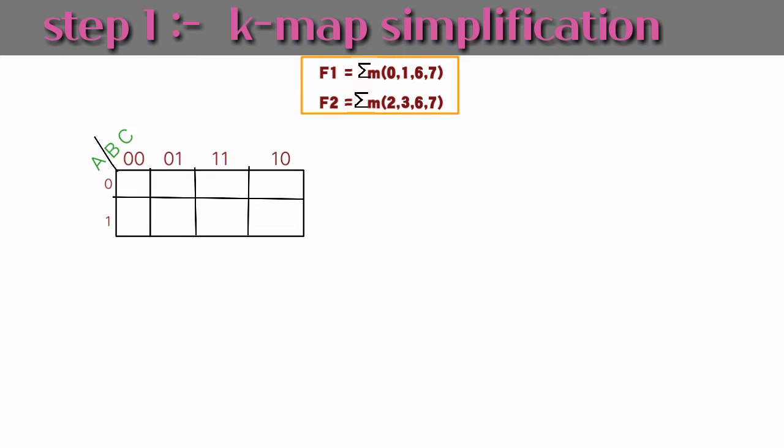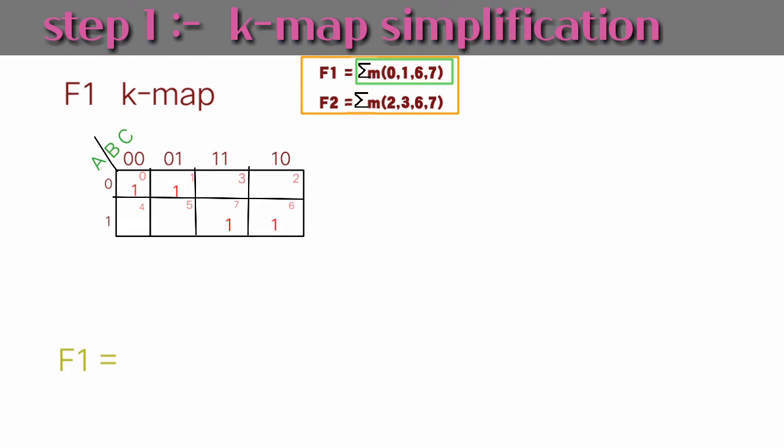This is the K-map representation. In the boxes we put the values, that is 0, 1, 3, 2 and 4, 5, 7, 6. These are the values inside the boxes. In the problem the F1 function has minterms 0, 1, 6, 7. We put 1 in the cells 0, 1, 6, 7 in the K-map.